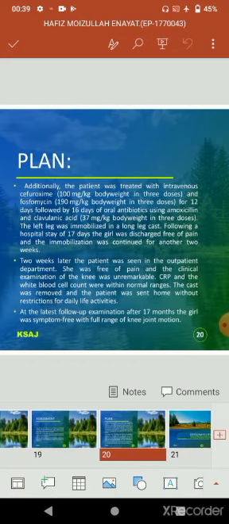She was free of pain, and the clinical examination of the knee was unremarkable. CRP and the white blood cell count were within normal ranges. The cast was removed, and the patient was sent home without restrictions for daily life activities. At the latest follow-up examination after 17 months, the girl was symptom-free with full range of knee joint motion.